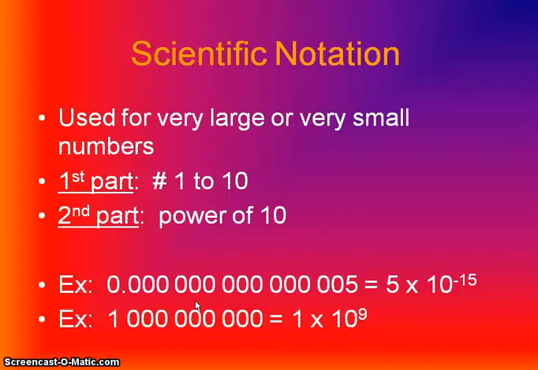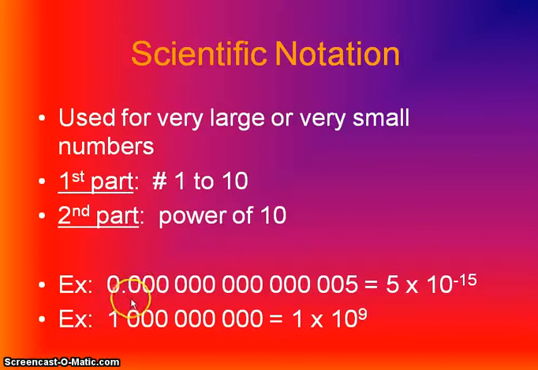Finally, you're also going to need to be able to use scientific notation. Scientific notation is just a way to simplify things, especially for very large numbers or very small numbers. Now, the first part of a scientific notation is a value from 1 to 10. And the second part is going to be the power of 10, which is how many places that you would move the decimal point. So, for instance, in this first one, 5 times 10 to the negative 15th, this is just another way to write this big long number here.